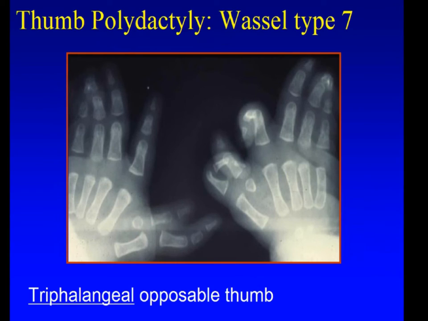This is just an example of some of these triphalangeal thumbs. And they can actually present in 2 different planes. So sometimes they are in the plane of the fingers and are not in that opposed position, and then other times they are in the opposed position and look like they're placed appropriately. But these can be a little complicated to reconstruct.